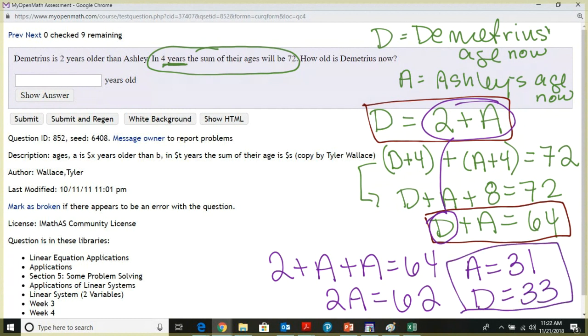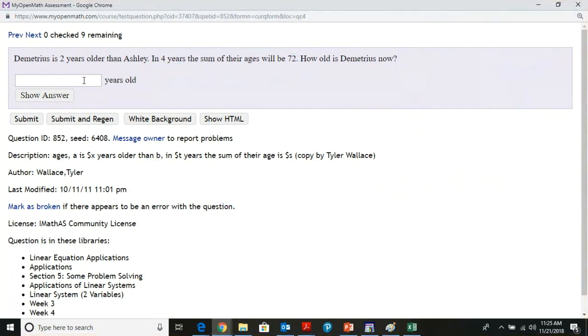Let's make sure that these make sense. First off, do I have that Demetrius is 2 years older? Yes, I do. In 4 years, Ashley will be 35 and Demetrius will be 37. Is that going to add up to 72? Yes, it is. So it looks good. We've got Ashley at 31 and Demetrius at 33. Oh, it just asked about Demetrius, so he's 33. Yay.